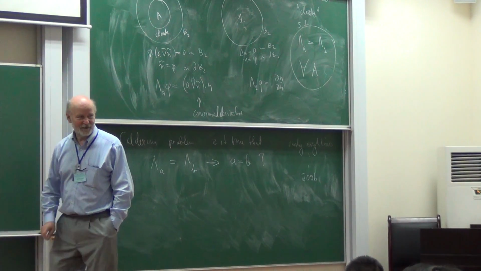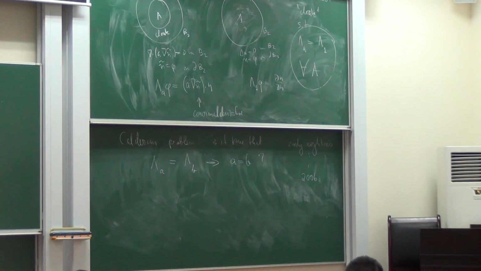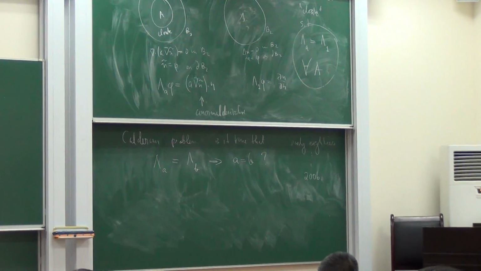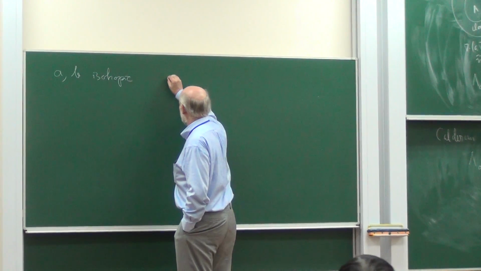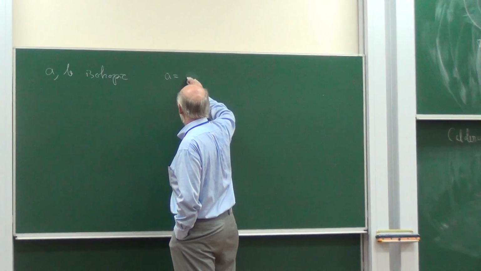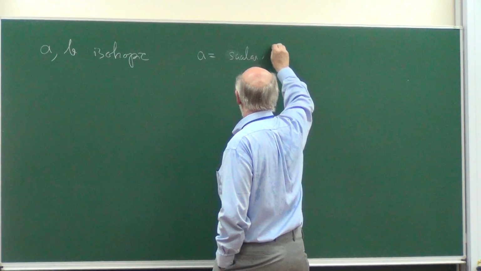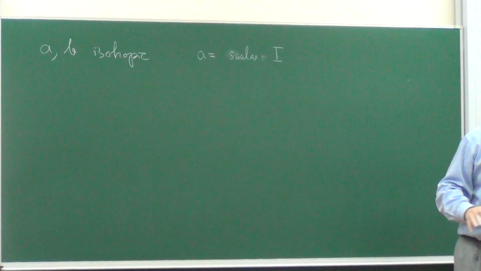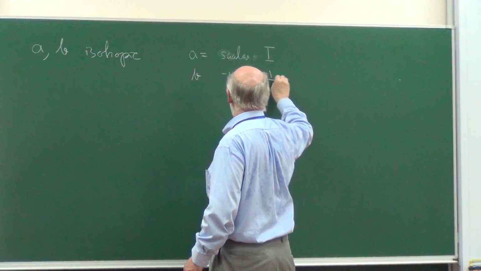Do the following thing. I'm going to use the case where A and B are what I would call isotropic. So what does it mean that A and B are isotropic? It means that A is equal to a scalar times the identity. So it's a matrix, but it's really a scalar. And B is equal to, of course, the same, a scalar times the identity.